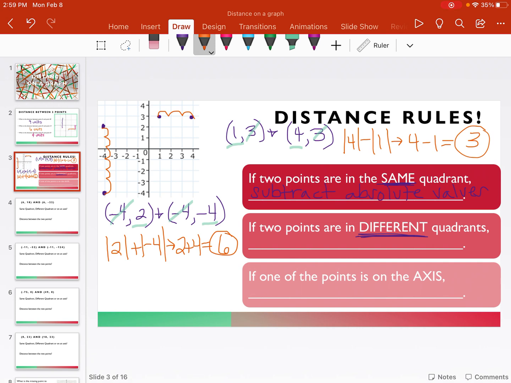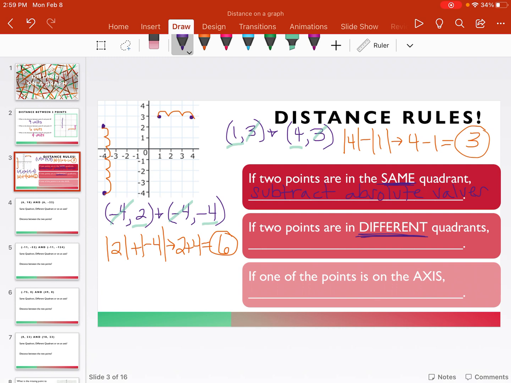Okay, and think about it. This makes perfect sense why we're adding it, because to get from my -4, 2 to the x-axis, right there, that's 2 spaces. To get from my -4, -4 up to the x-axis, that's 4 spaces. So to find the whole distance between them, I just add those 2 numbers, and distance is always positive, so that's why we're using those absolute values.